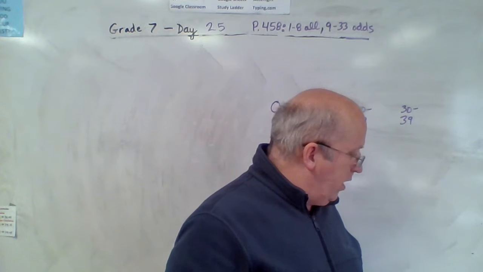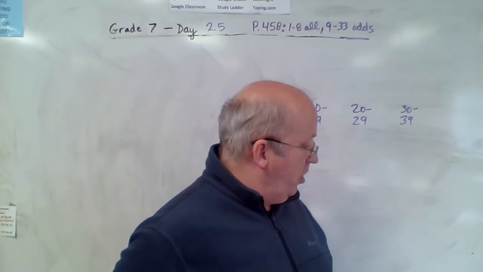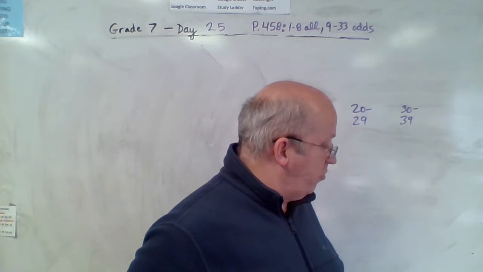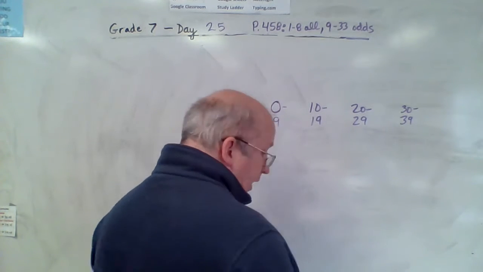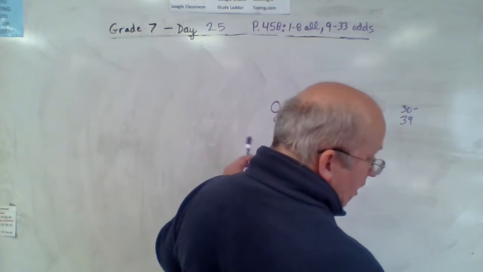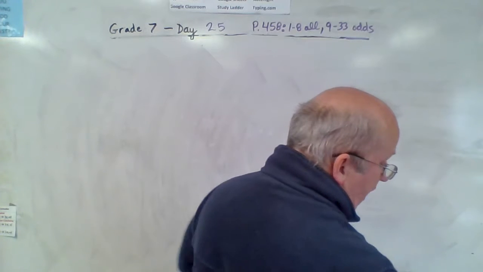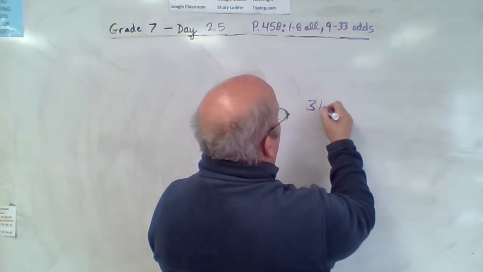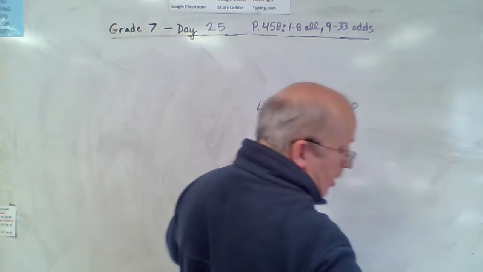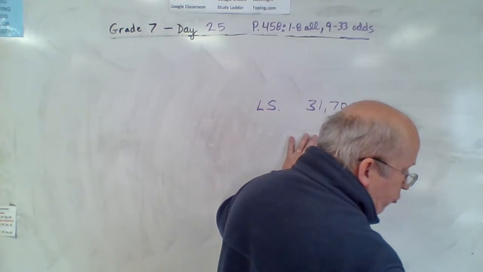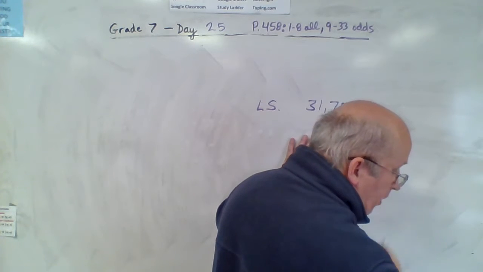Let's look at number 12. Lake Erie is 9,910 square miles. Huron is 23,010 square miles. Lake Michigan is 22,300 square miles. Lake Ontario is 7,540 square miles, and Lake Superior is 31,700 square miles. And then it says, make a circle graph showing what percent of the total area of the Great Lakes is represented by each lake.